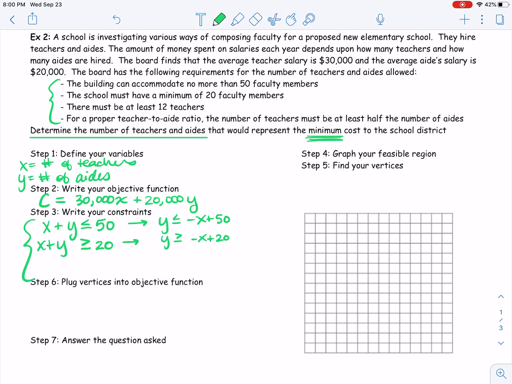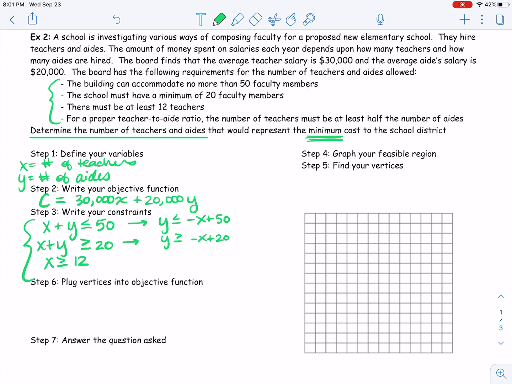Another requirement says there must be at least 12 teachers. Well, the number of teachers is X, so that means X needs to be greater than or equal to 12. At least 12 teachers. Can I have 12? Yes. Can I have more than that? Yes. Can I have less than that? No. So X is greater than or equal to 12.